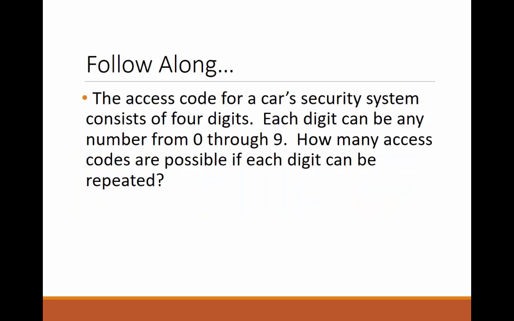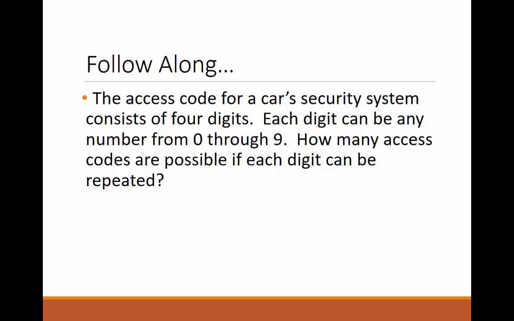Let's take a look at the situation if it is changed. The access code for a car security system consists of 4 digits. Each digit can be any number from 0 through 9. How many access codes are possible if each digit can be repeated?